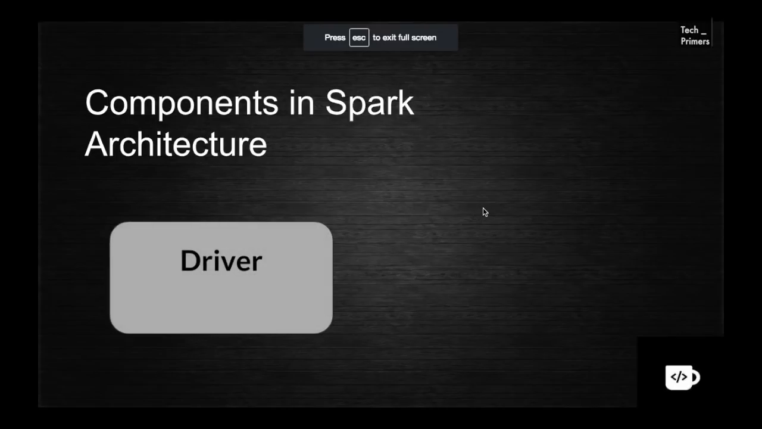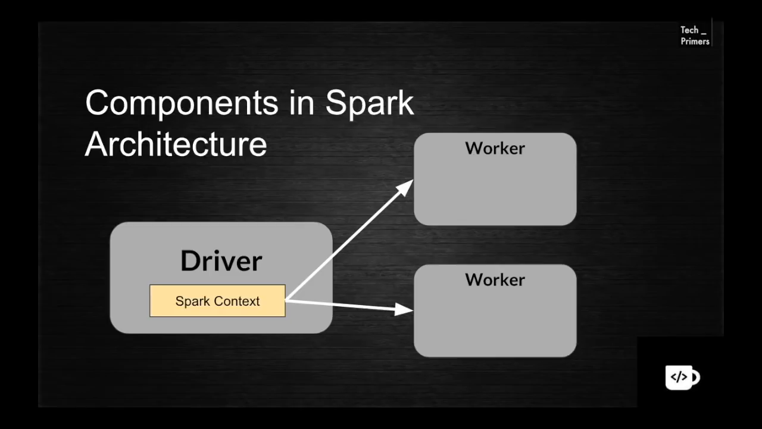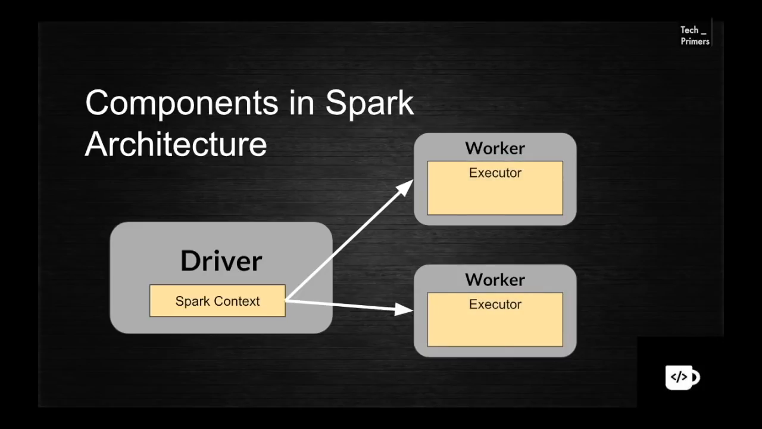So there is something called a driver. The driver is like a master process which will have something called a Spark context. And the Spark context is what is going to trigger the worker threads. These worker threads are nothing but different tasks. So the Spark context will now create an executor with different workers.